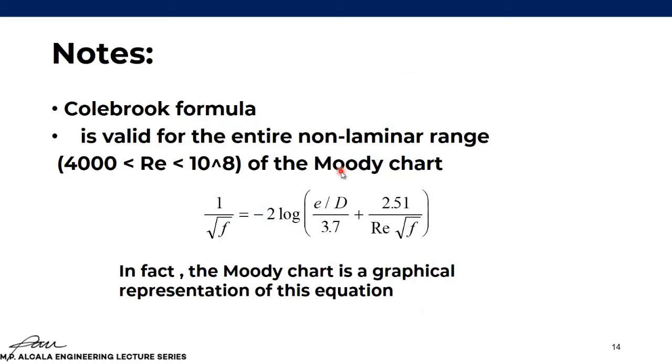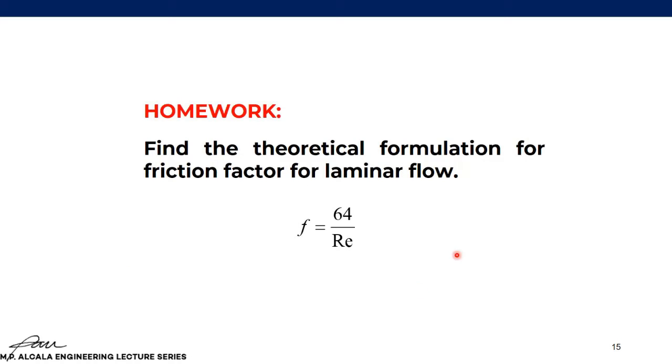Some other formula is the Colebrook formula, valid for turbulent flow, with the function of this equation. In fact, the Moody diagram or the Moody chart is a graphical representation of the Colebrook formula. I will give you an example before I show you this. No, I will show the solution. I want you to find a theoretical formulation for the friction factor for laminar flow. Okay?